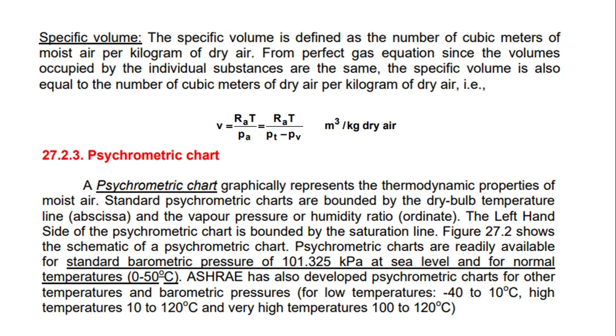So the psychrometric chart is nothing but a graphical representation of the thermodynamic properties of moist air. Standard psychrometric charts are bounded by the dry bulb temperature line and the vapor pressure or humidity ratio. So we have the dry bulb temperature line in the abscissa and the vapor pressure or humidity ratio in the ordinate, which means dry bulb temperature in the x-axis and humidity ratio and the vapor pressure in the y-axis.